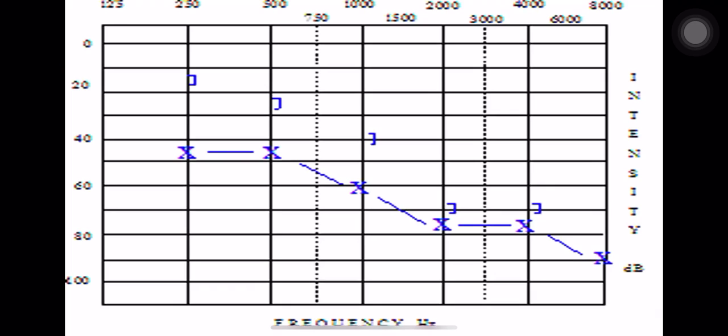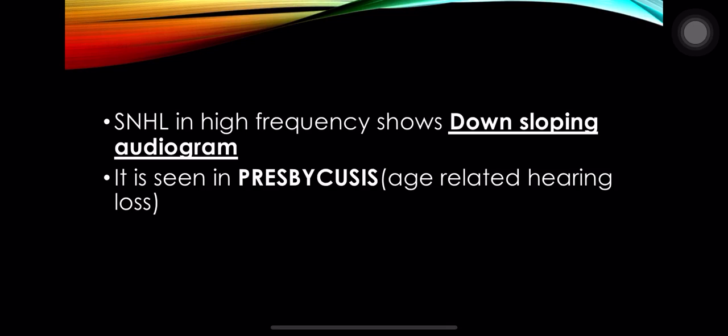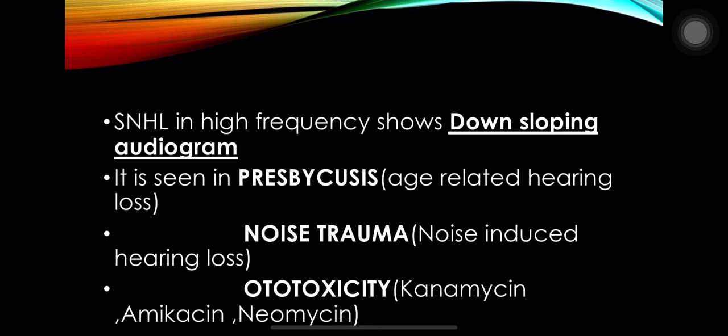Look here, it is a down sloping audiogram. So it starts from above and slopes downwards. So this type of audiogram indicates a high frequency sensorineural hearing loss. A sensorineural hearing loss in high frequency shows a down sloping audiogram, and it is seen in presbycusis, age related hearing loss, noise trauma, noise induced hearing loss, and ototoxicity. When you take drugs like kanamycin, amikacin, and neomycin, you will note high frequency hearing loss.